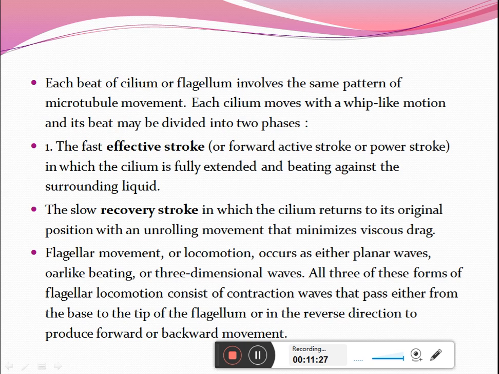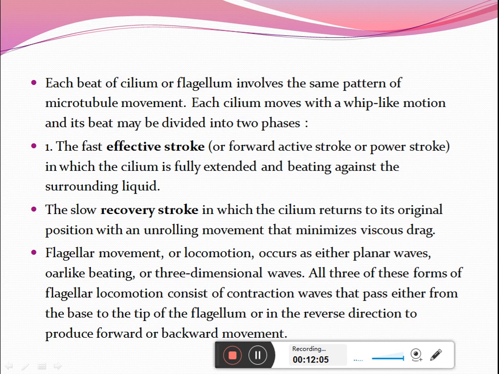Next, each beat of the cilium or flagellum involves the same pattern of microtubule movement. Each cilium moves with a whip-like motion and its beat may be divided into two phases. The fast effective stroke, or forward active stroke or power stroke, in which the cilium is fully extended and beating against the surrounding liquid. The next is the slow recovery stroke, in which the cilium returns to its original position with an unrolling movement that minimizes viscous drag.